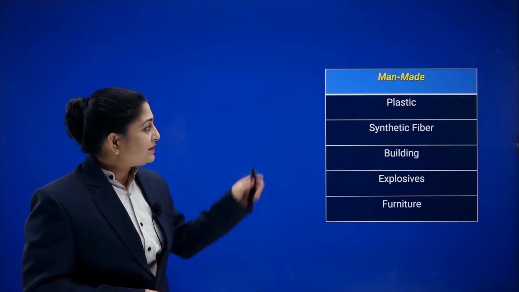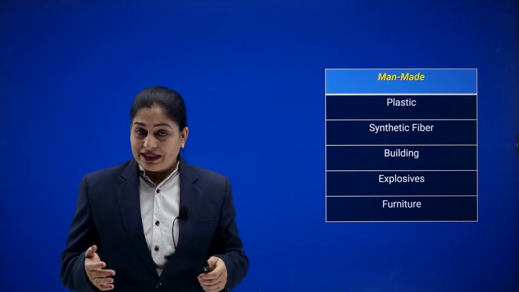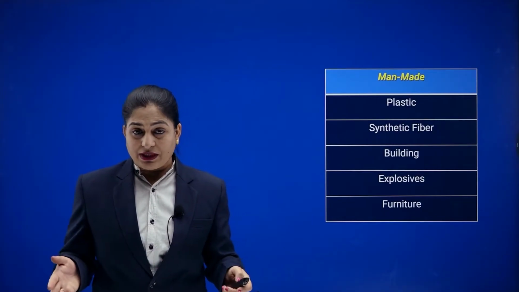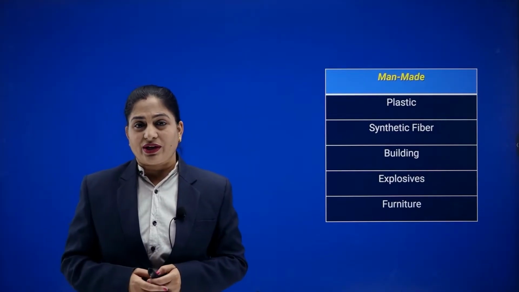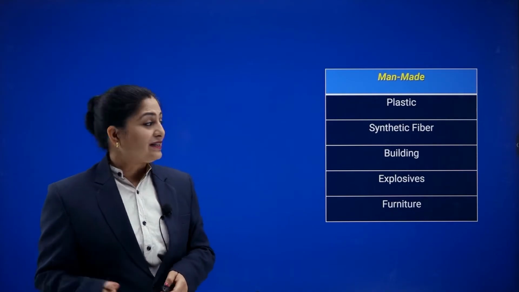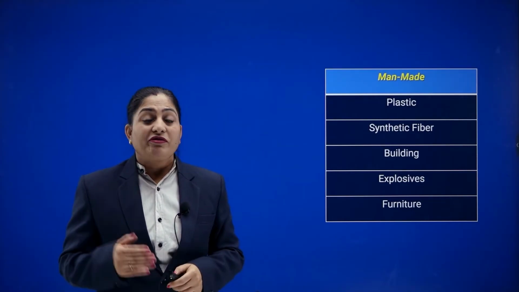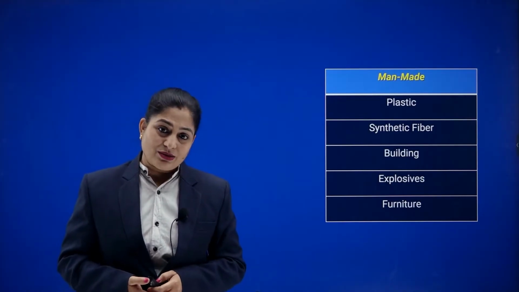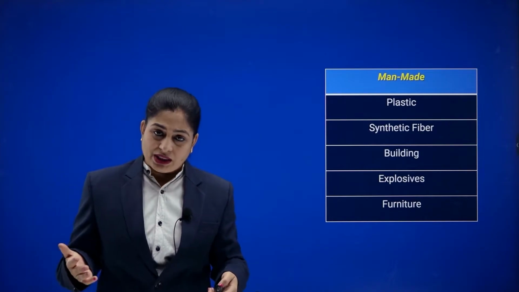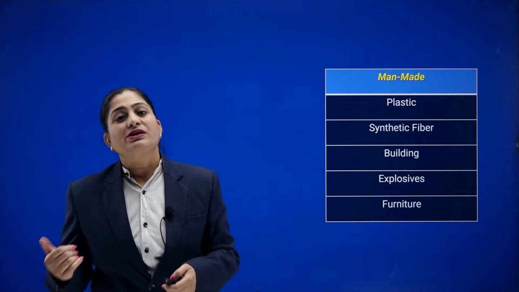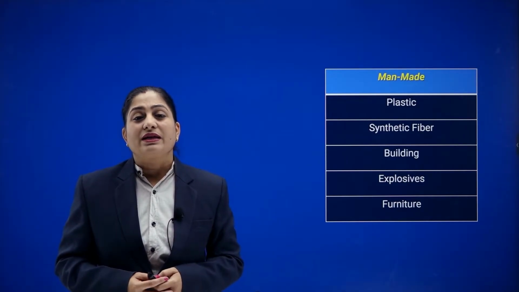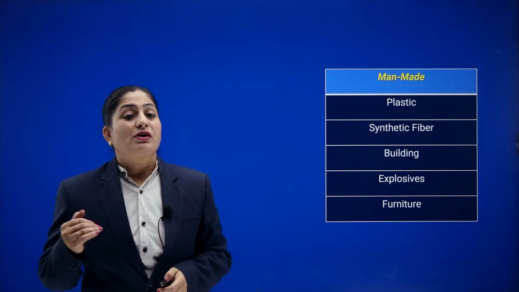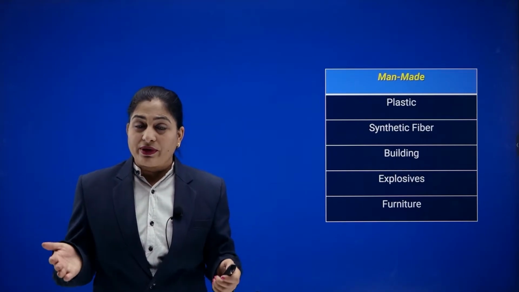Now we'll talk about certain man-made substances. Man-made substances, as I told you, we call synthetic. We generally prepare these substances in a laboratory. So when we talk about man-made, we may have plastic, we may have synthetic fiber, as we have discussed in the previous chapter and previous classes also. We have building materials like cement, and certain other things like brick. When we talk about explosives, they are also prepared in a laboratory.